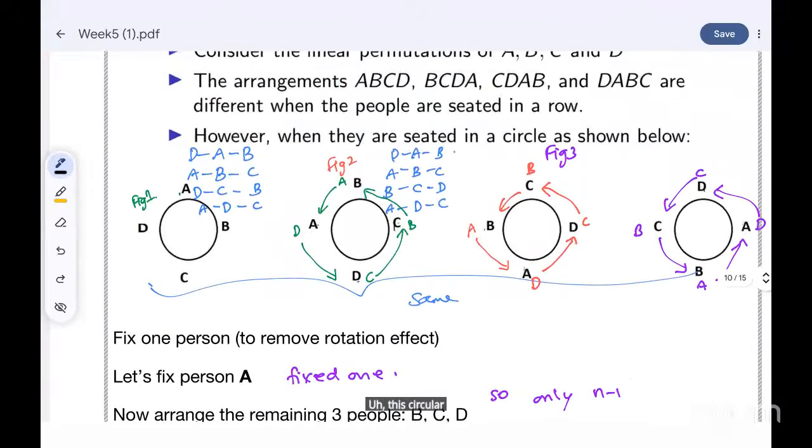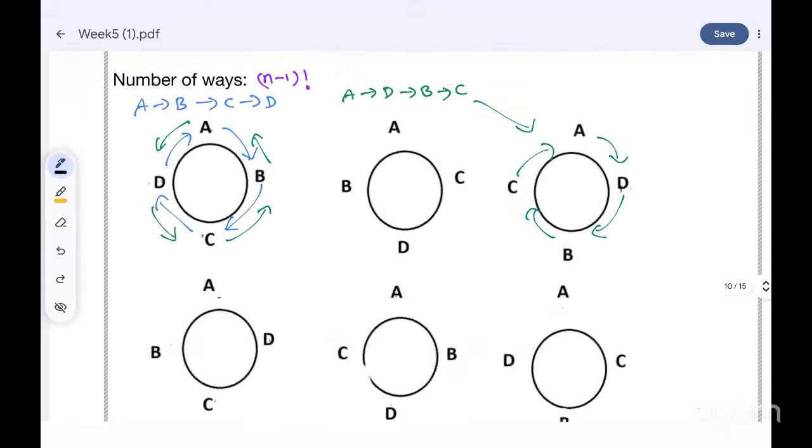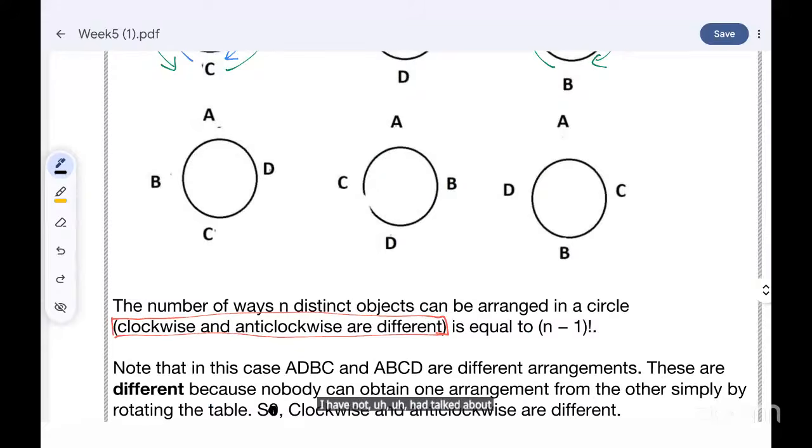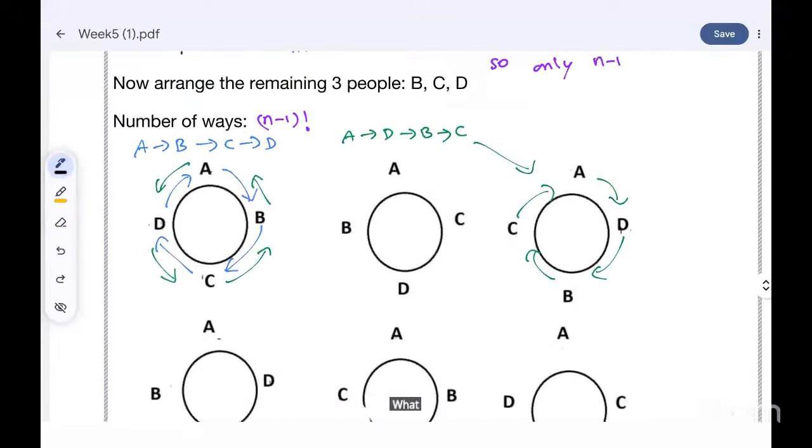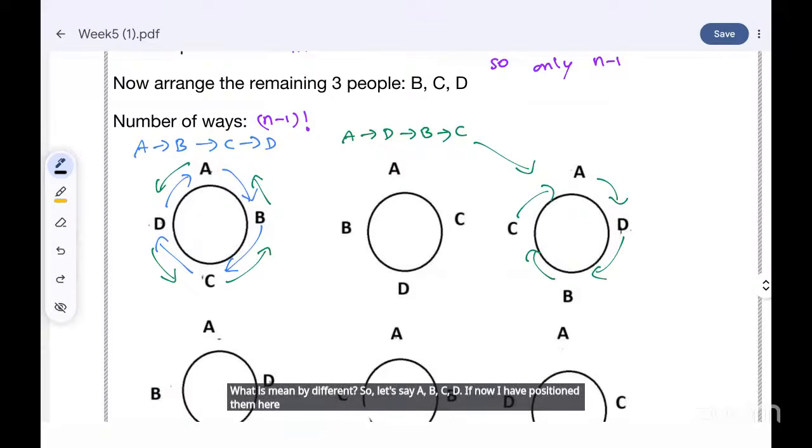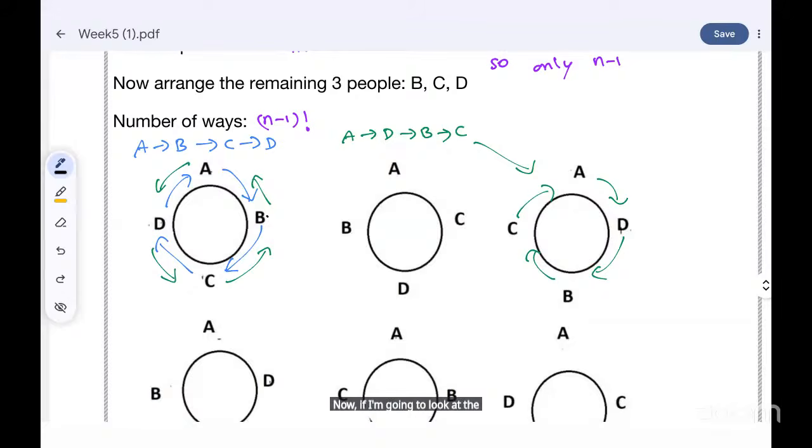This circular permutation you want me to explain, right? I have not yet talked about the scenario where clockwise and anti-clockwise are the same. Only the different scenario we have seen. What is meant by different? Let's say A, B, C, D. If I have positioned them here, this is the clockwise arrangement you see below, A, B, C, D. Now, if I look at the anti-clockwise direction of the same arrangement, it is not going to be the same arrangement. It is a different arrangement.